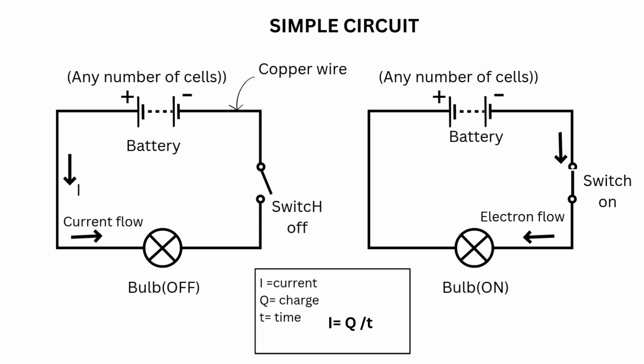Because of this complete path, electrons can flow from the negative terminal of the battery, through the wire, through the bulb, and back to the positive terminal of the battery. So current flows because of the potential difference between the terminals of the battery or cells.